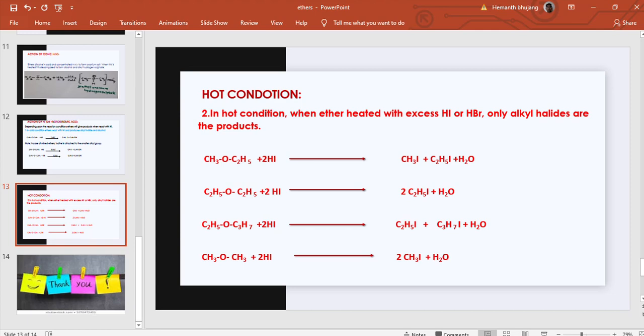So my dear viewers, this is about ethers: the definition and classification, how they are classified, how the nomenclature is given for ethers, what the preparation methods of ethers are, and what reactions are given by ethers, because very few reactions are given by ethers due to their low reactivity.